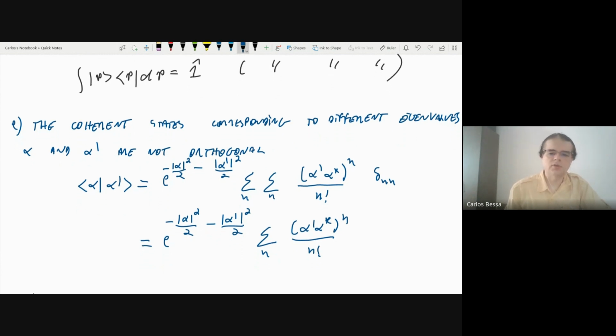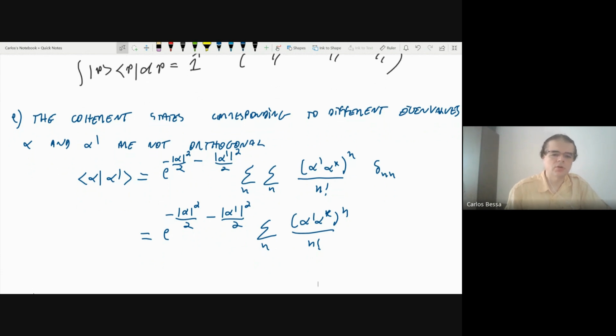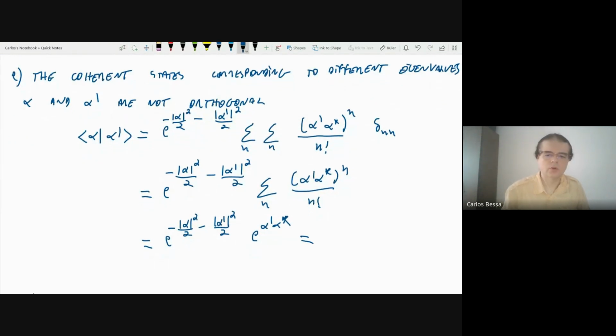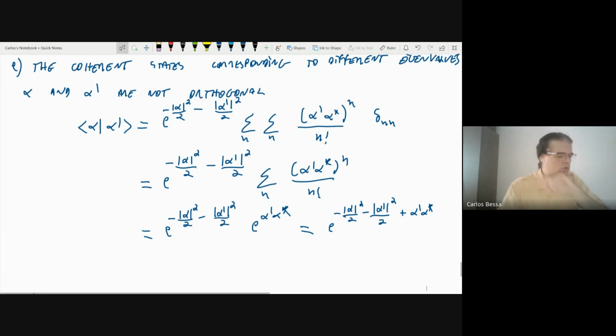So if you use the definition of the exponential function, we can write this as exponential of minus alpha square over 2 minus alpha prime square over 2, and the exponential of alpha prime alpha star. Okay, and this is not a delta function. This is not orthogonal.